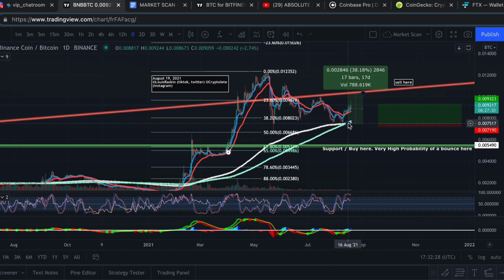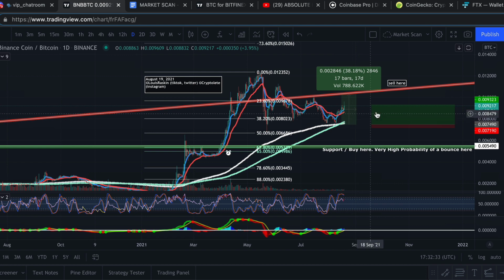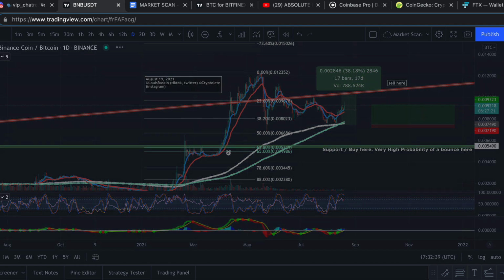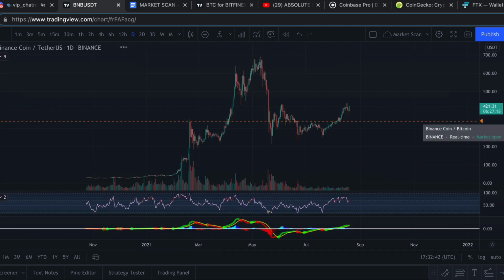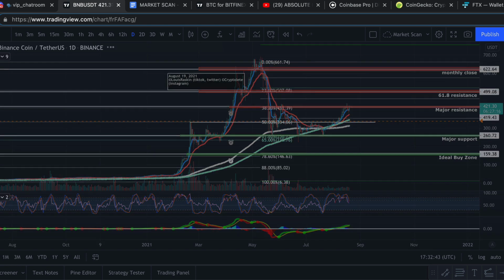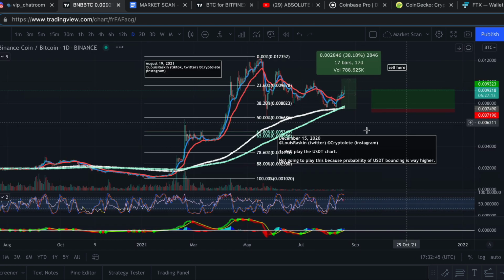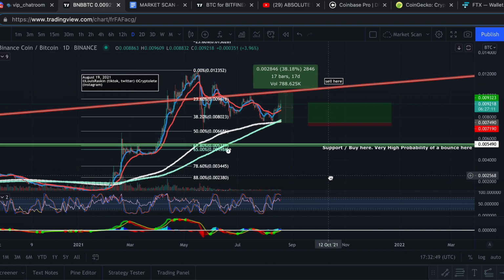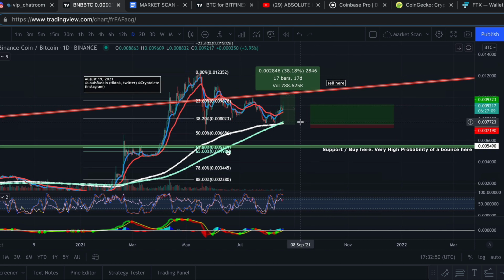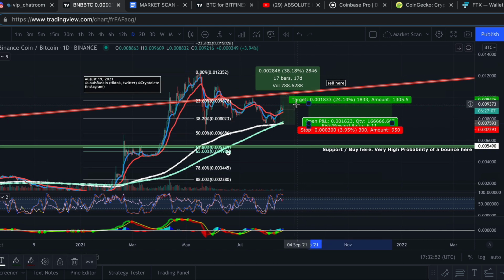Actually, we got front ran, but this was still a really good buy, and this was the sell. So we actually sold it right here. Exactly what I'm talking about. So on the USD chart, it's at resistance right now, right? You can see it's at resistance, so there's lots of selling pressure. And on the Bitcoin chart, we bought it down here, and we sold it right here.